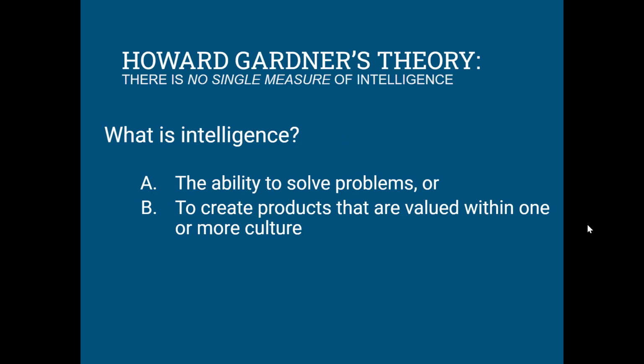So he says that there is no single measure of intelligence, and then goes on to define intelligence as two different things. A, the ability to solve problems, or B, creating products that are valued within one or more cultures. So I just want you to maybe pause this video and reflect. What are these products that could potentially be valued within culture that are a result of intelligences?